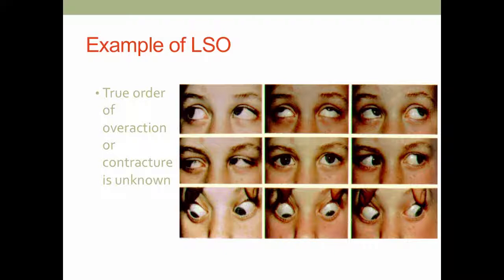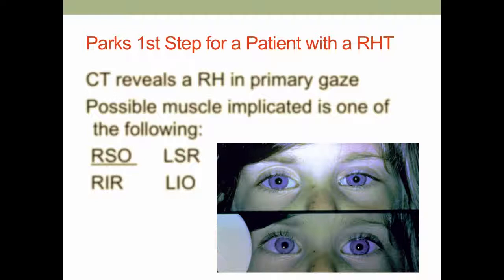So we've all been taught to do a Park's 3-step, like this is a difficult type of thing. And it's really done kind of fast. Here's a patient who in primary gaze has a little bit of a right hypertropia, easily seen in the lower panel. On the basis of the cover testing in the right hyper, we're left with 4 muscles: right superior oblique, left superior rectus, right inferior rectus, and the left inferior oblique. You don't really need to remember these.